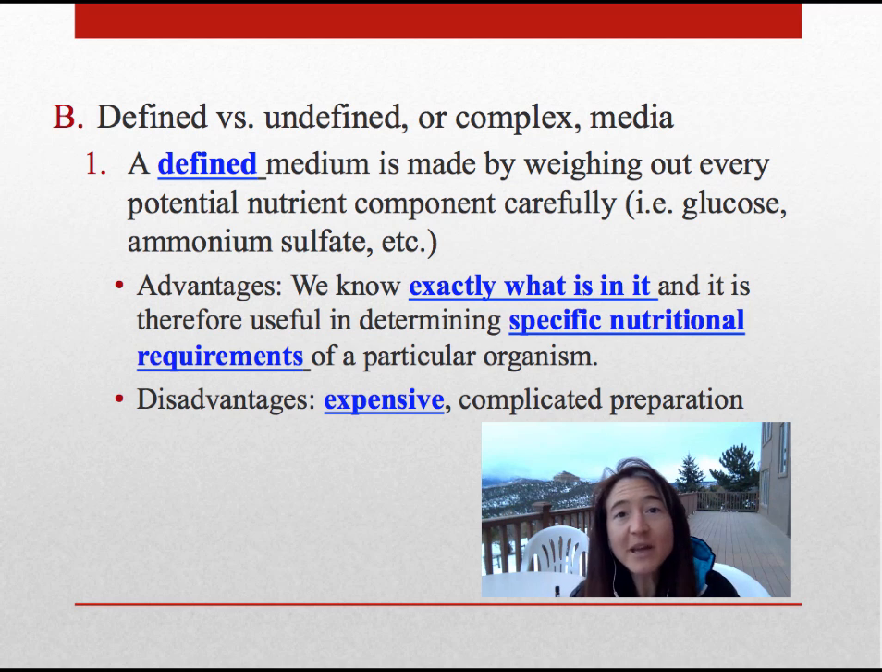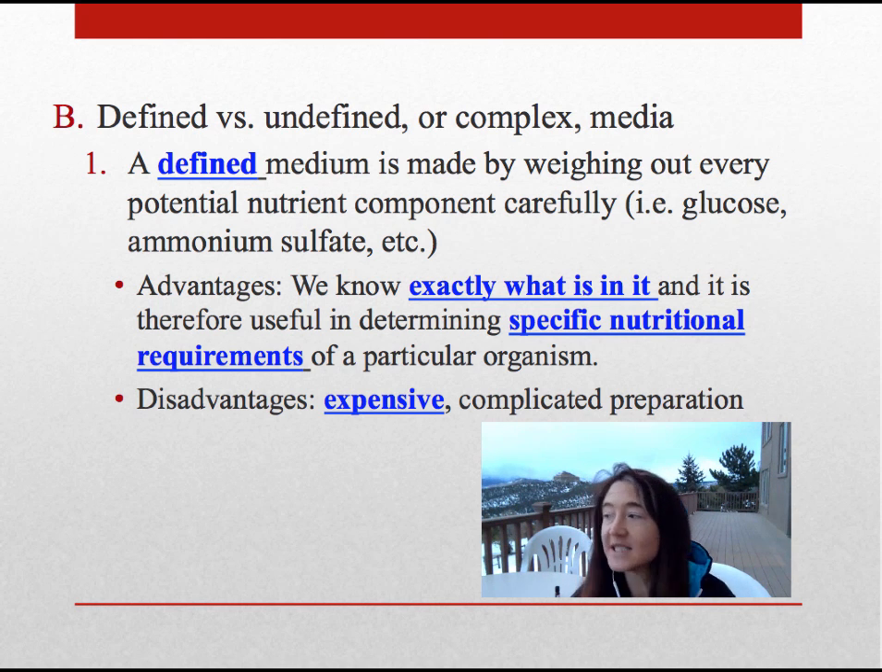So this is kind of expensive. As you can imagine, you have to purchase every single little component of the medium. It's also pretty complicated to prepare. You have to weigh out every single little component. So the upshot of this is that with this, we can define exactly what a microorganism needs.